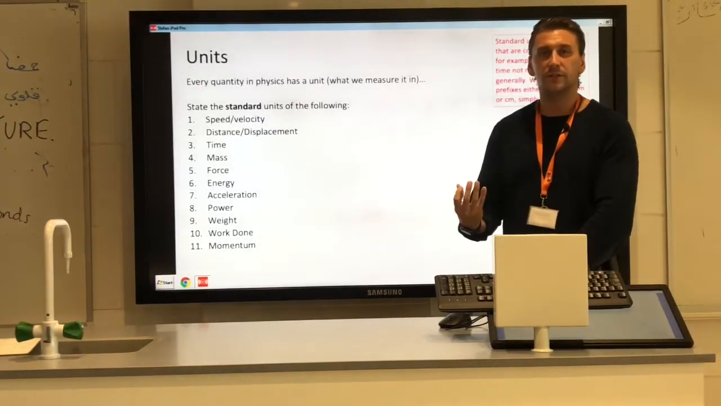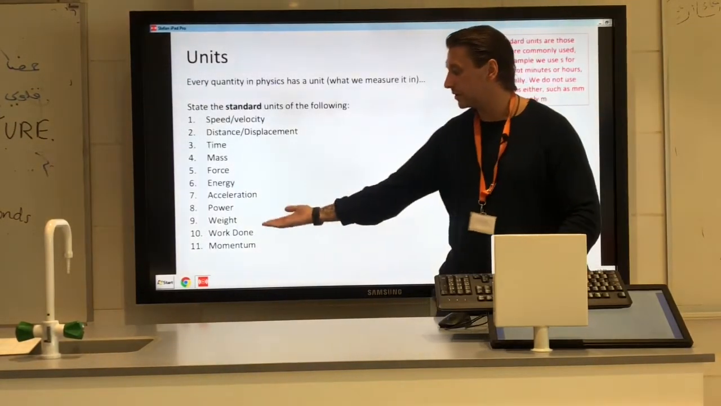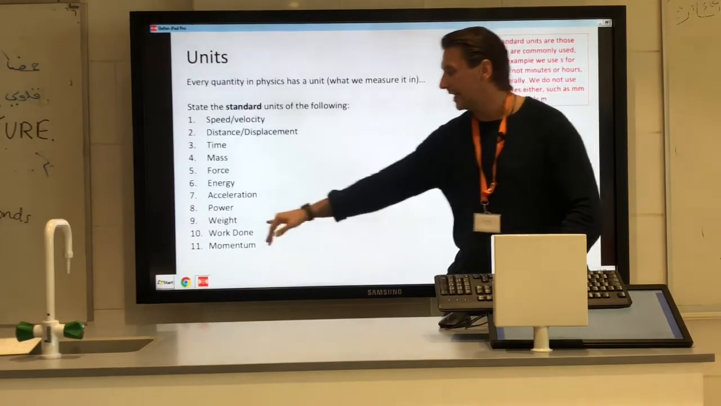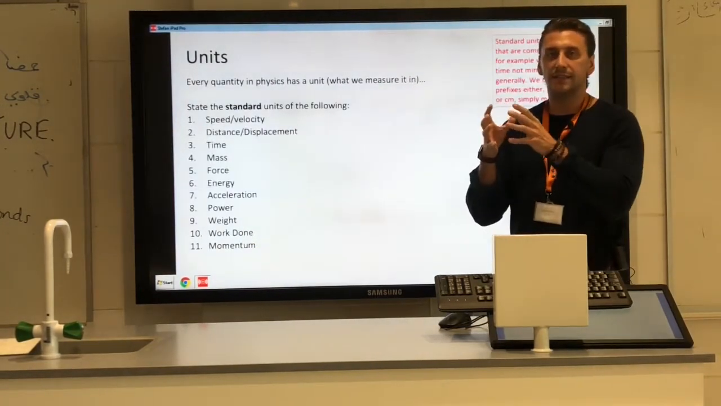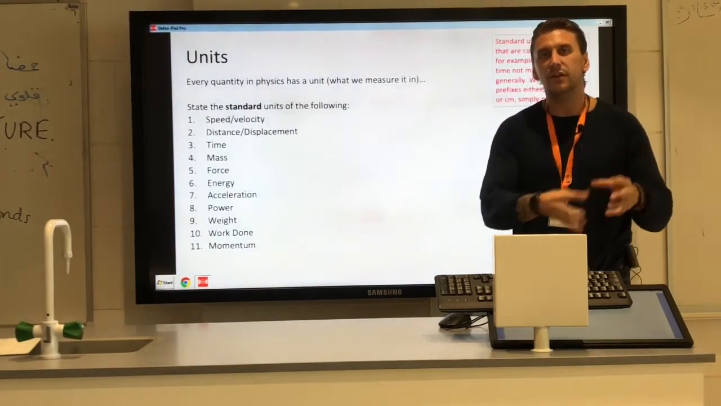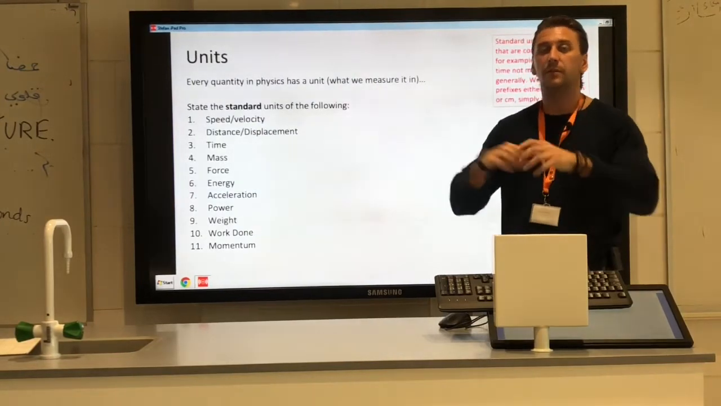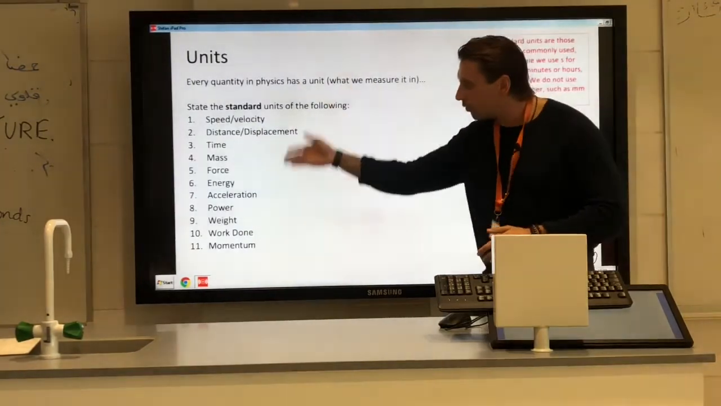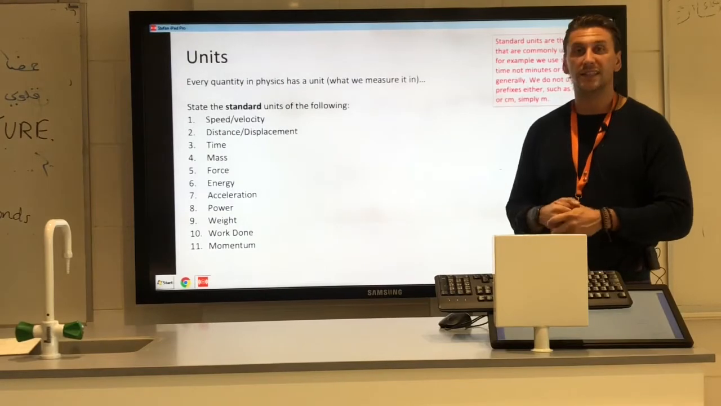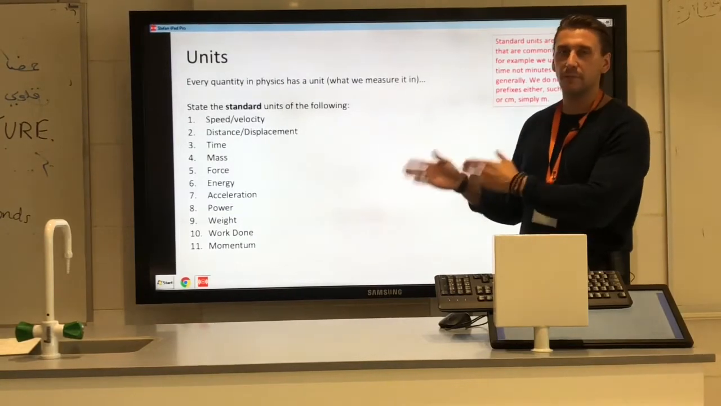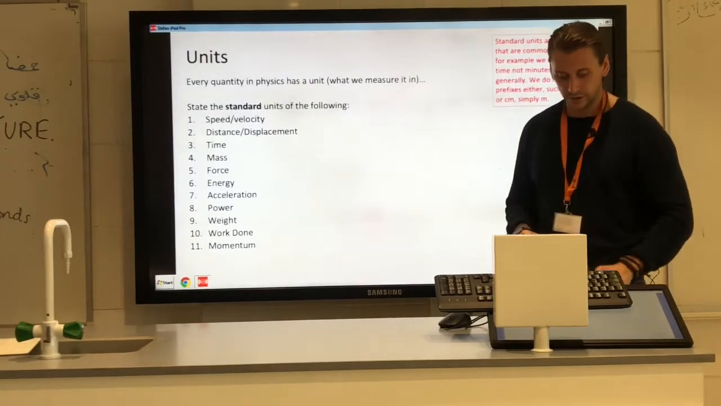You'll learn that in chapter 2 in stopping distance. The work done unit is joules because it's energy transferred. And then momentum is the mass of an object times its velocity, so it's kilogram meter per second. So they're the units of all the quantities that you'll probably look at and see in this chapter. You need to make sure you remember the standard unit that we're going to use.